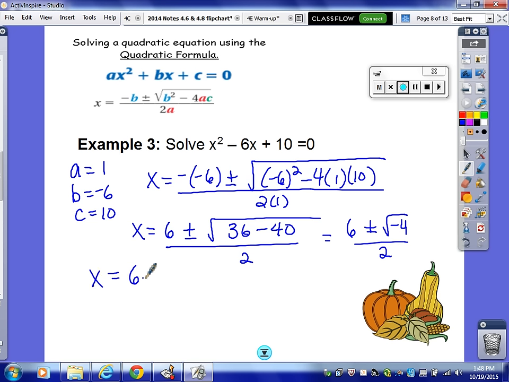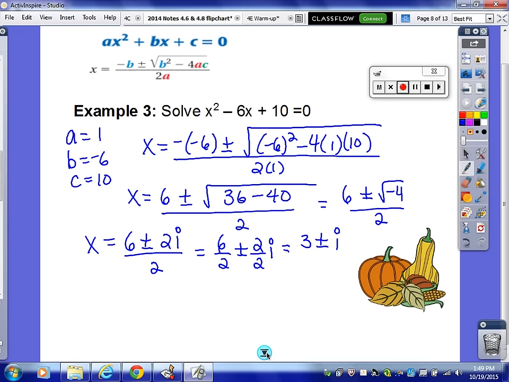So x is equal to 6 plus or minus the square root of negative 4, which is 2i, over 2. All right, let's clean it up. 6 halves plus or minus 2i over 2. So our final answer is 3 plus or minus i. So my two answers are 3 minus i and 3 plus i. Here again, notice that these are conjugates. This is a complex answer, so that means this graph wouldn't touch the x-axis. They're complex answers, and they're conjugates of each other. Irrational answers and imaginary or complex answers always are conjugates, always come in pairs.